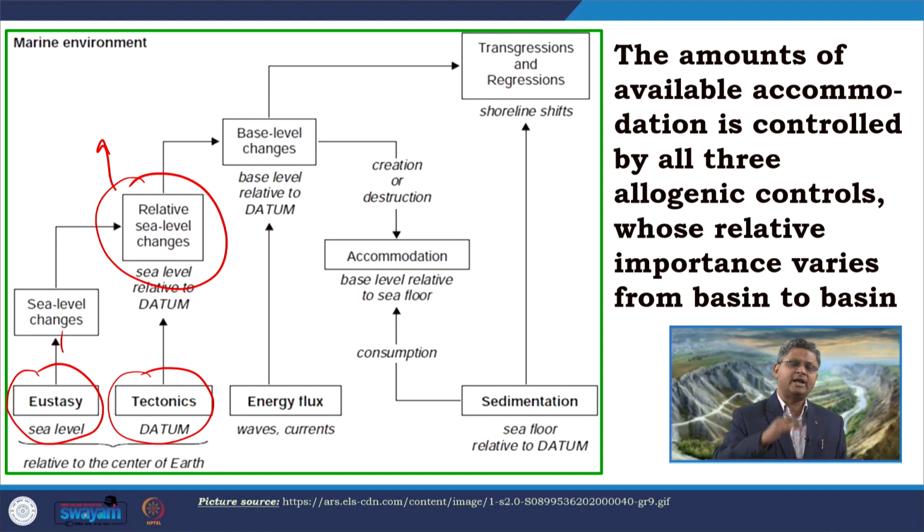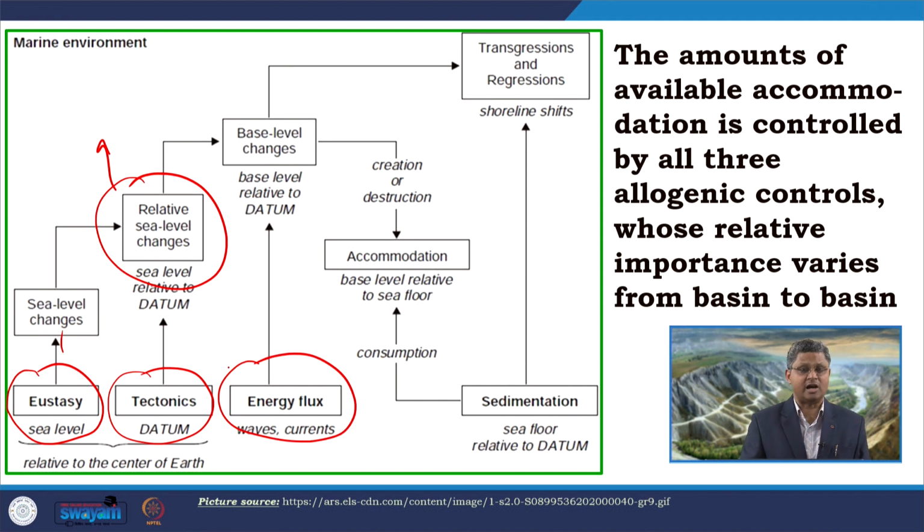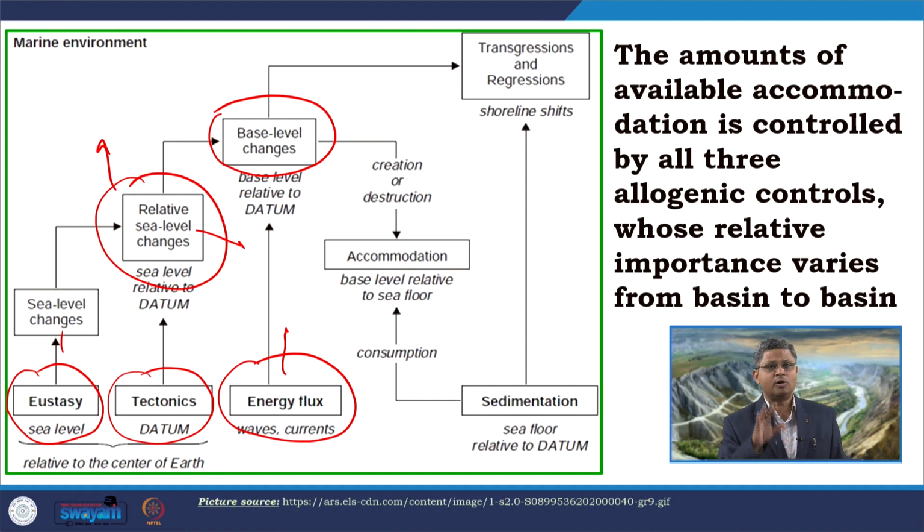Now, depending on that relative sea level condition, we can have different energy flux, because as the relative sea level is changing, the energy conditions at different parts of the basin are also changing. So, depending on that energy flux and based on the relative sea level change, what we get is the position of the base level in that particular basin for that particular relative sea level position. So, this base level position or base level change gives rise to creation or destruction of accommodation.